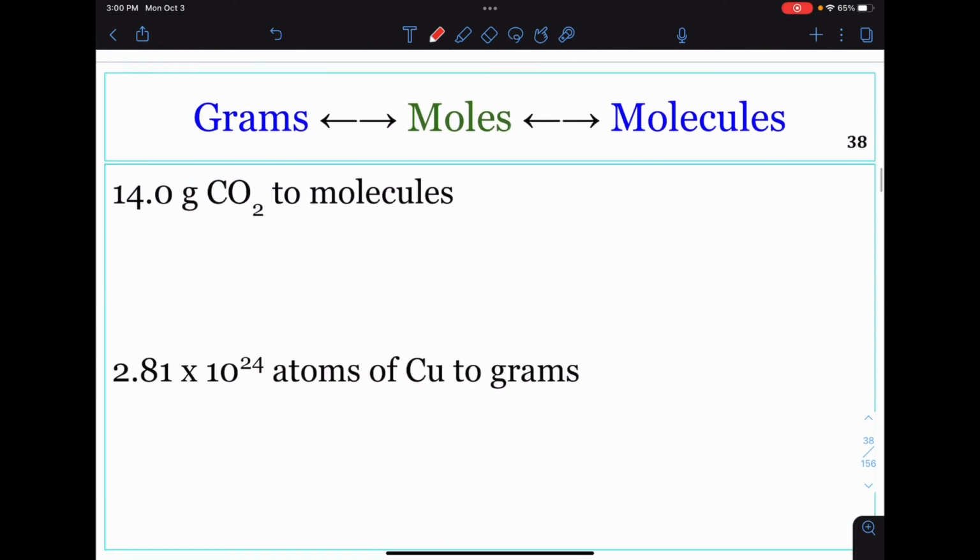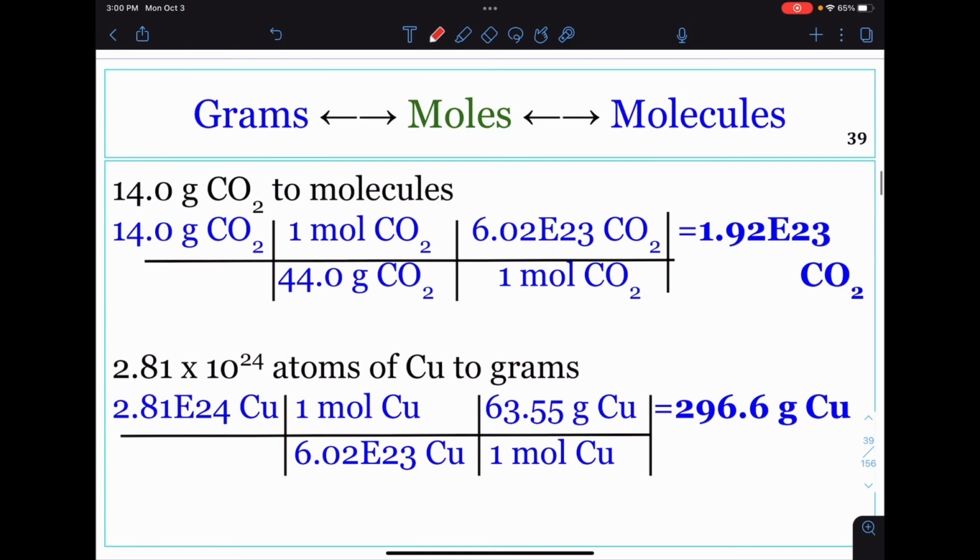Let's try 2 more practice problems. Here are your answers.